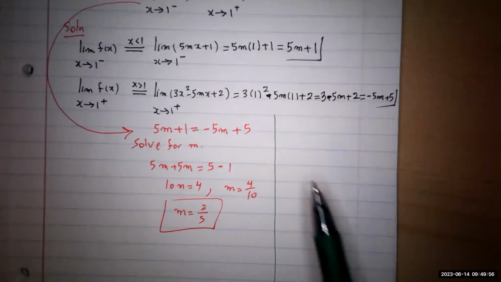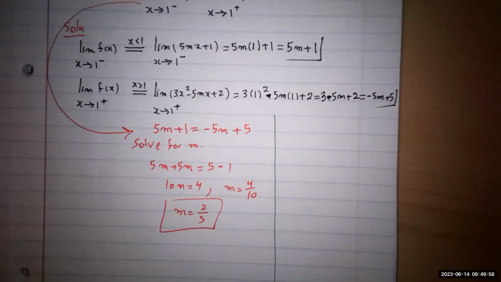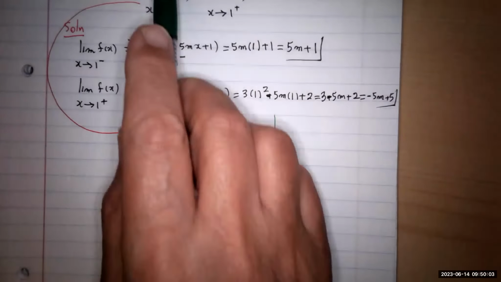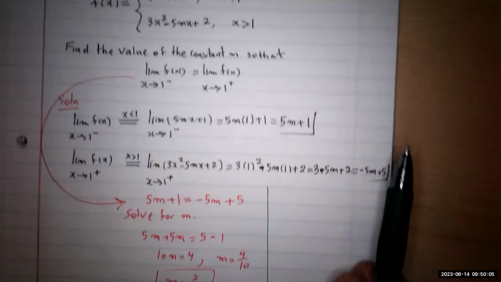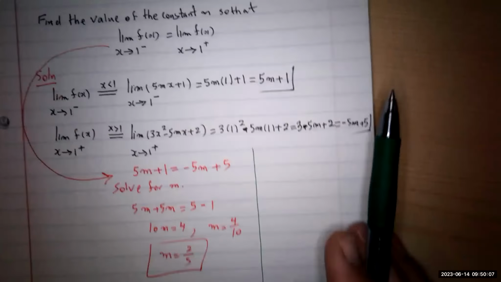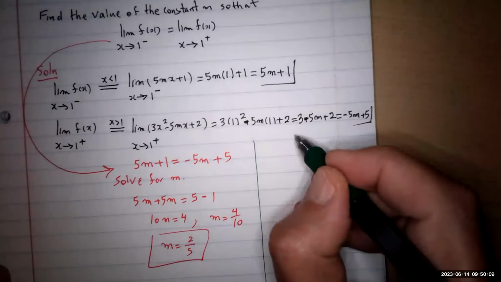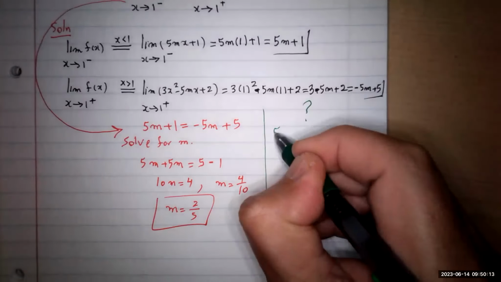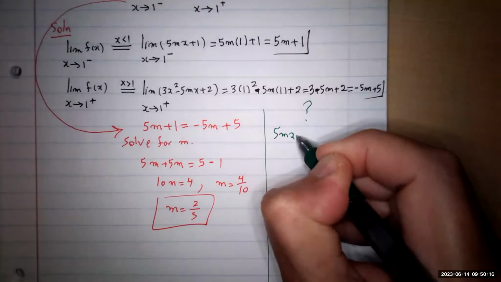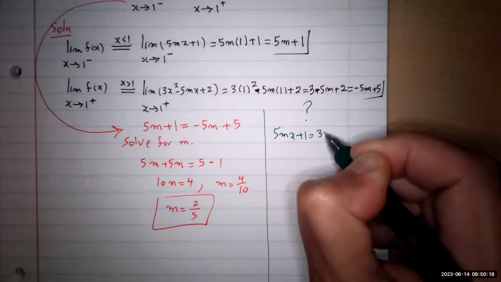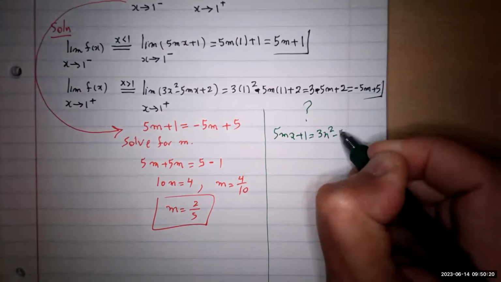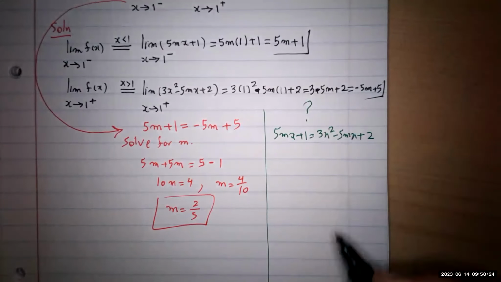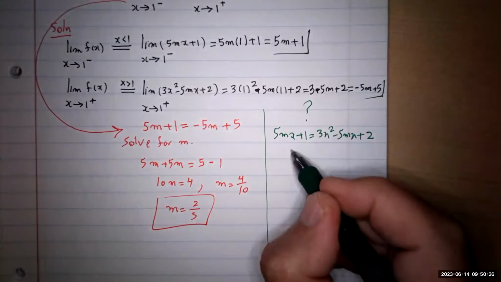Okay, so let's see what they do. The way they are going to do it on the test, they begin by letting the first part and the second part be equal to each other. So they write, so this is a question mark. What's wrong with this solution? They write 5mx plus 1 is equal to 3x squared minus 5mx plus 2. Then they substitute x equal to 1.